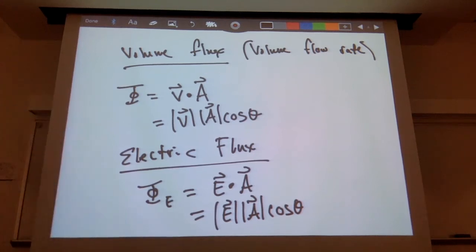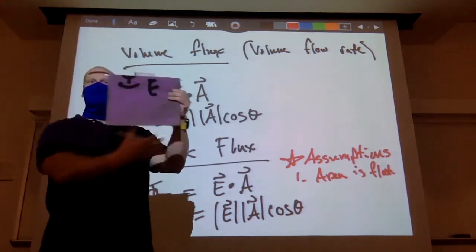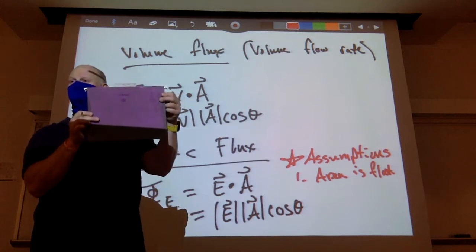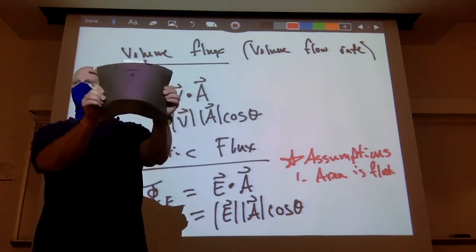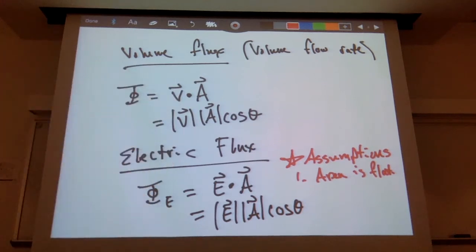But notice here we're making an assumption. Actually, we're making two assumptions. So let's talk about assumptions here. Assumption number one is that the area is flat. We're assuming that this area, like the wand that I was using here, is some flat area. Does that always have to be true? Of course not, it could be bent. Assumption number two is that the electric field is constant.